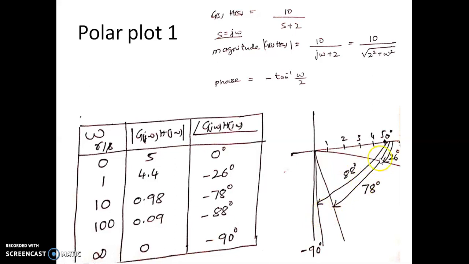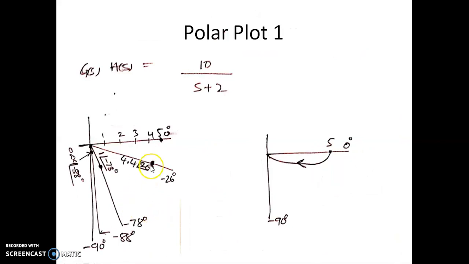Now these are the lines on which I am supposed to trace the magnitudes of 4.4, 0.98, 0.09, and so on. Here you can see this is the magnitude 5 at an angle of 0 degree. This is magnitude 4.4 at an angle of minus 26 degrees. This is magnitude almost 1 at an angle of minus 78 degree. And this is magnitude 0.09 at an angle of minus 88 degree. We are supposed to join all these points, and finally it goes here. So ultimately it will look like this.